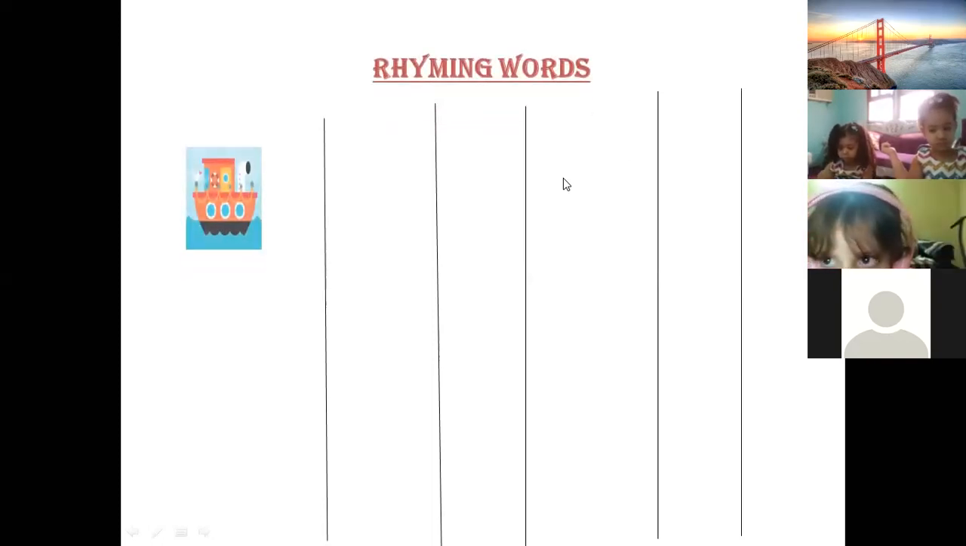Now, Rana, tell me, what is this, Rana? Boat. Give me some rhyming words with boat. Road. Goat. Goat. Excellent. What else? What do you see here? Note. Note. So boat, note. What is this that you can also wear? Coat. And the last one, goat. So boat, note, coat, goat.